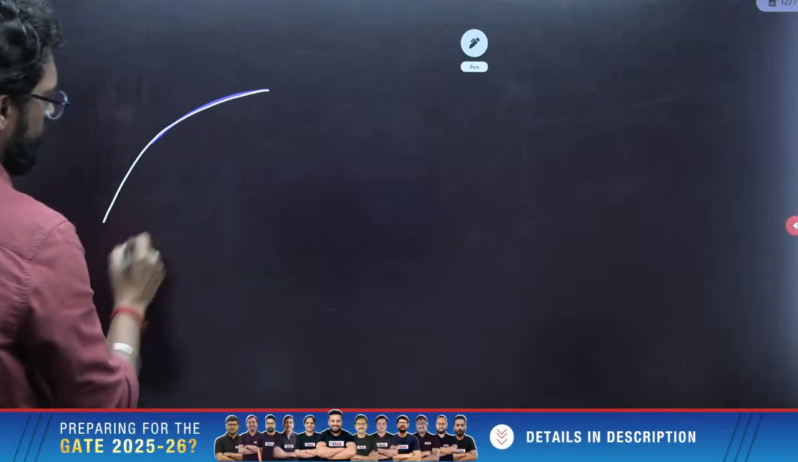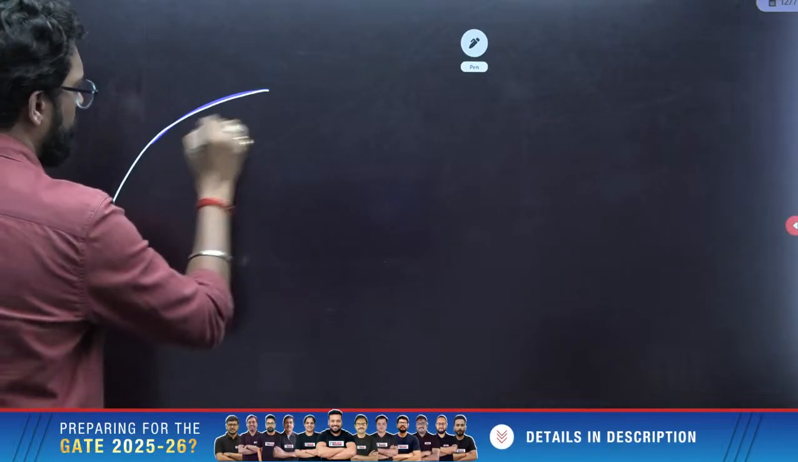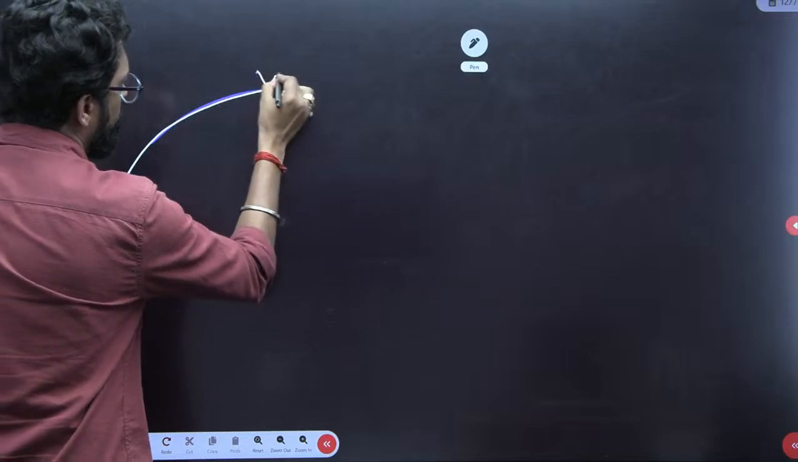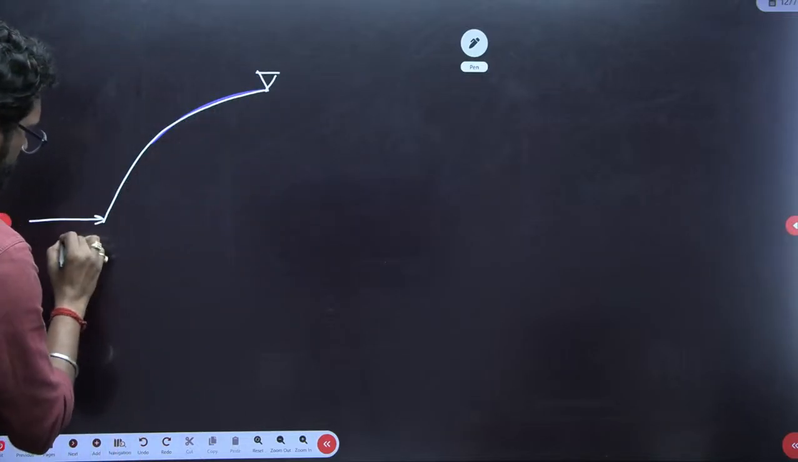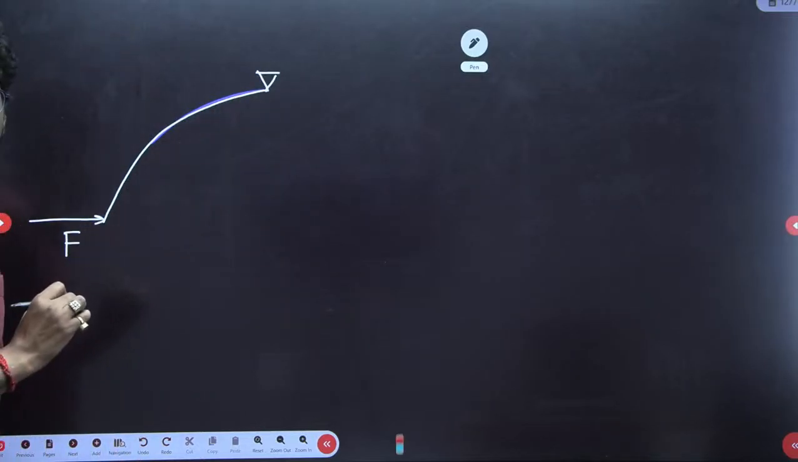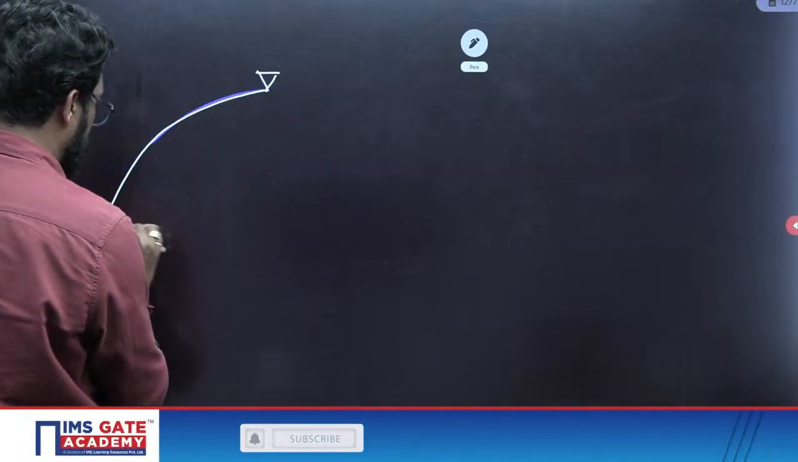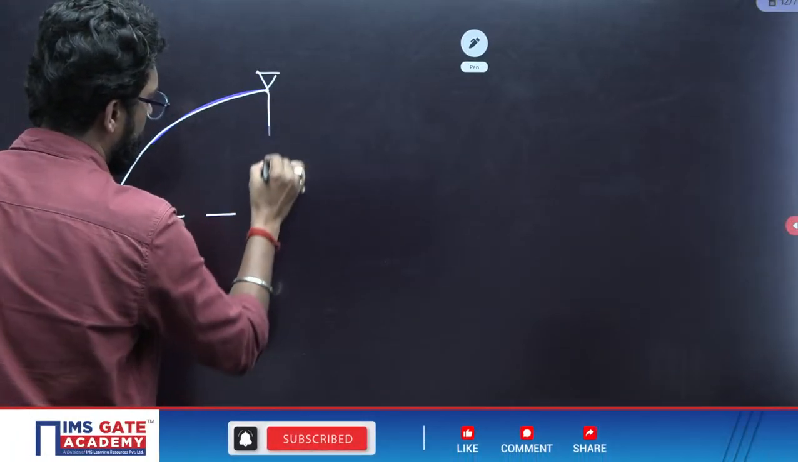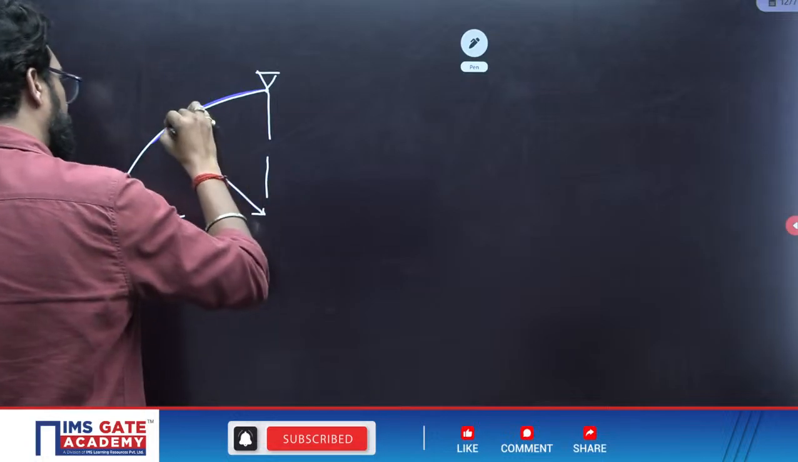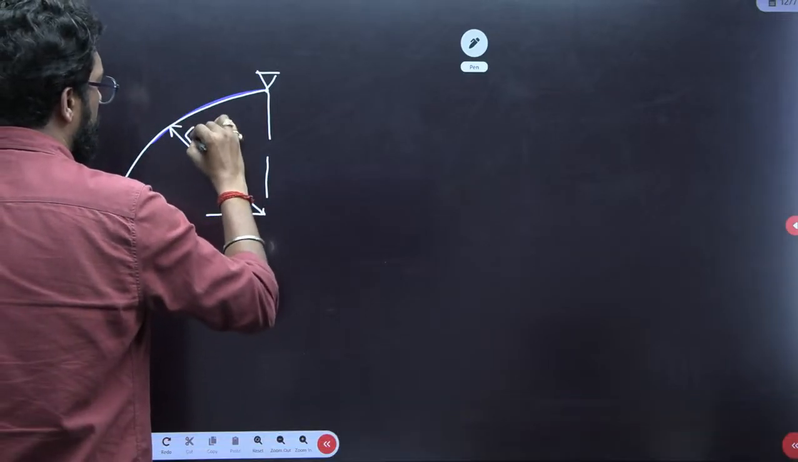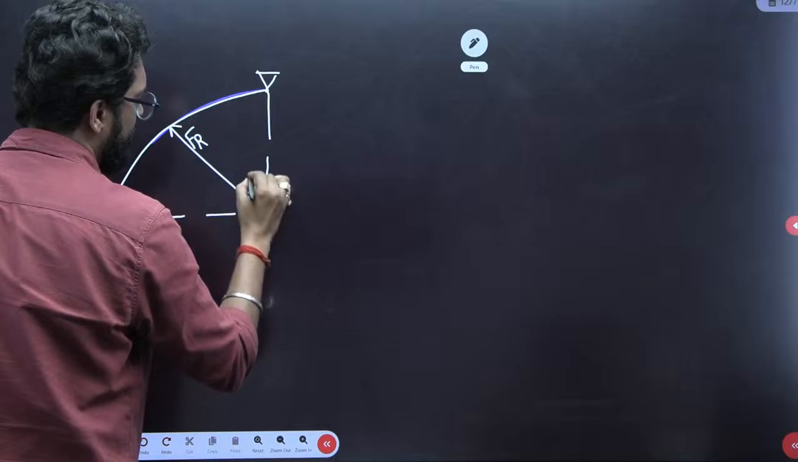This is your curved surface. On this curved surface, there is a hinge. Here is the force F. Clear? Here is the force F. Now there is a resultant Fr, at an angle theta.